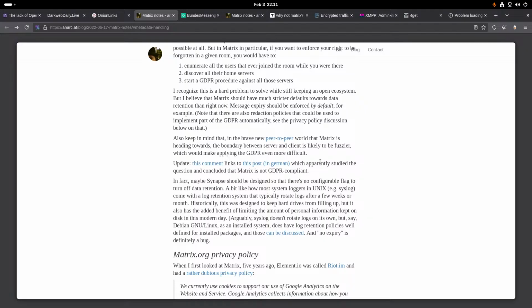Message expiry should be enforced by default. For example, note that all the redaction policies could possibly be used to implement a part of the GDPR automatically. See the privacy policy discussion below on that.